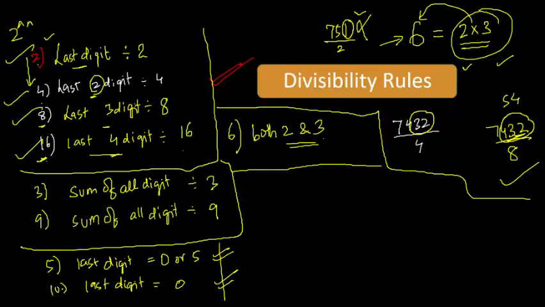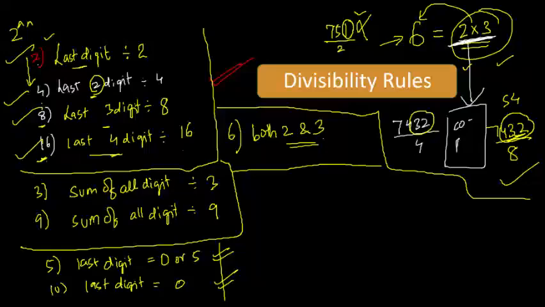Make sure that whenever you are breaking your number into two numbers, these two numbers should be co-prime. What is co-prime? I told you yesterday. Co-prime means nothing is common between them. Their HCF should be 1, right?